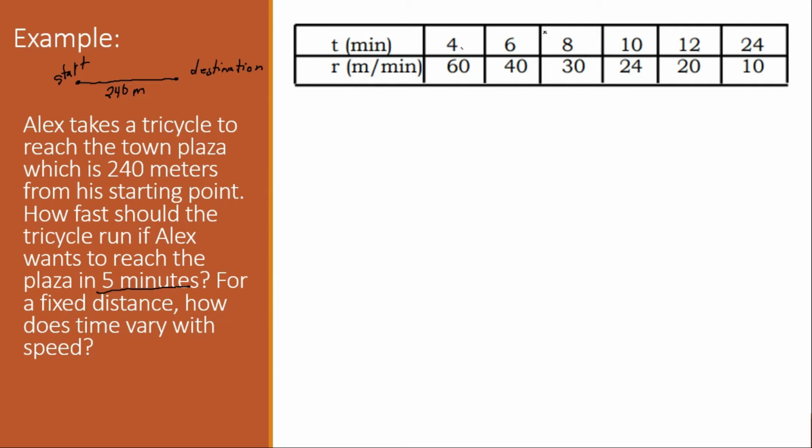So, kailangan ninyong malaman is yung type of variation muna. So, ano bang type of variation natin dito? Kasi when time increases, yung ating speed or yung R decreases. So, other variable increases and the other one decreases. So, this is an inverse variation.